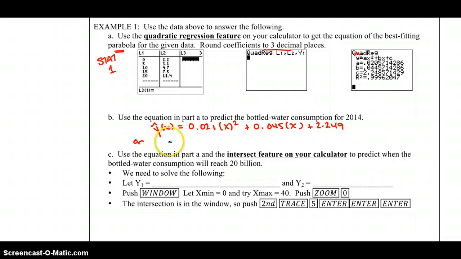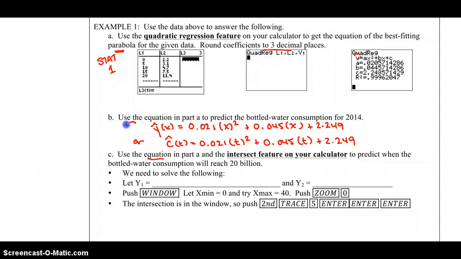Or, using the variables from the context, we would estimate that this consumption at a given value of t was 0.021 t squared plus 0.045 t plus 2.249. So now we're asked to use the equation that we just got.